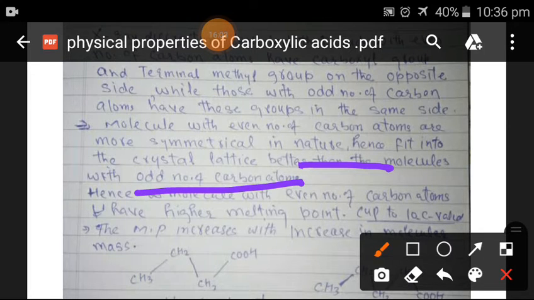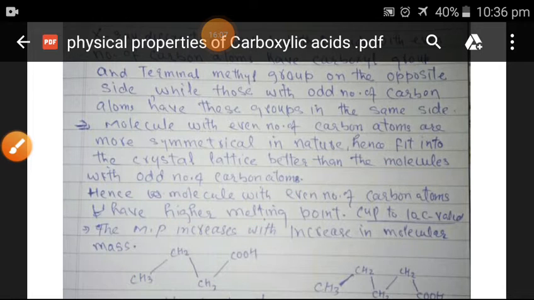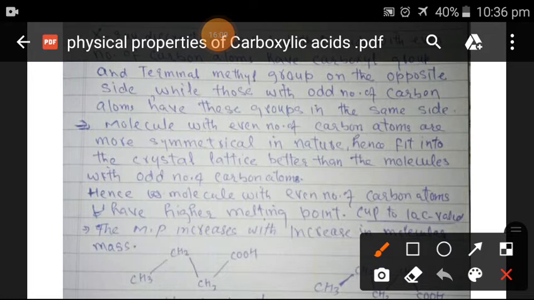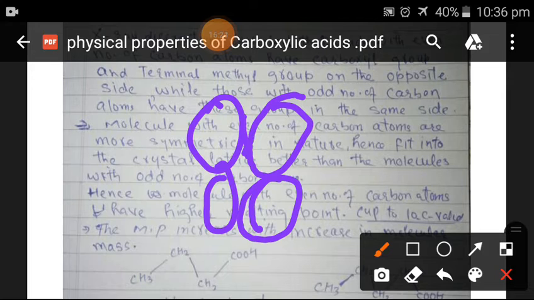So this even number of carbon atom molecule gets fit in the crystal lattice. You know what is the crystal lattice? You must have seen the closed packing. In the closed packing, we know that when the molecules are arranged in a three-dimensional arrangement, there occur some lattice sites. For example, here there are 1, 2, 3, 4. That's called the lattice site. So here the molecule gets fit into this structure.